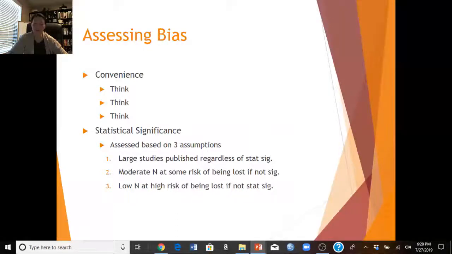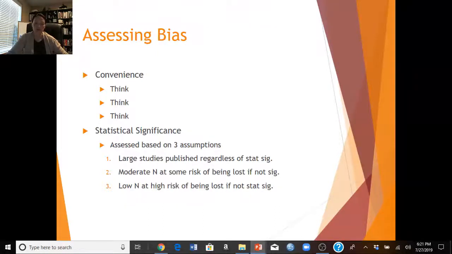The second of these, a moderate N study, on the other hand, these are actually at some risk of being lost. So if we only have a moderate number of people that we're looking at, the larger the effect size, the more likely it will be to get published. But if it's a small effect size and we are approaching significance where it's not really statistically significant, it still has an okay chance of being published, but it might be questionable in the review process.